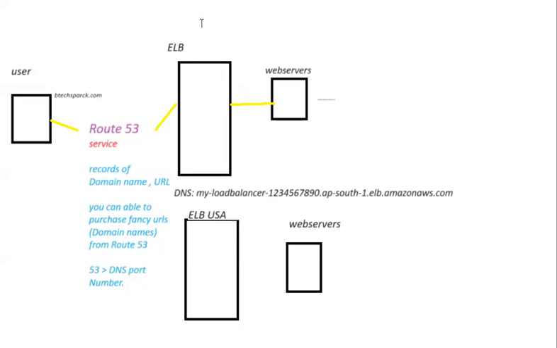Now this ELB is present in the Mumbai region. Now the question is, if my user is present in India and he makes a request, to where will my request go first? To the Route 53 service. Then Route 53 will distribute the traffic among the elastic load balancers of different regions.